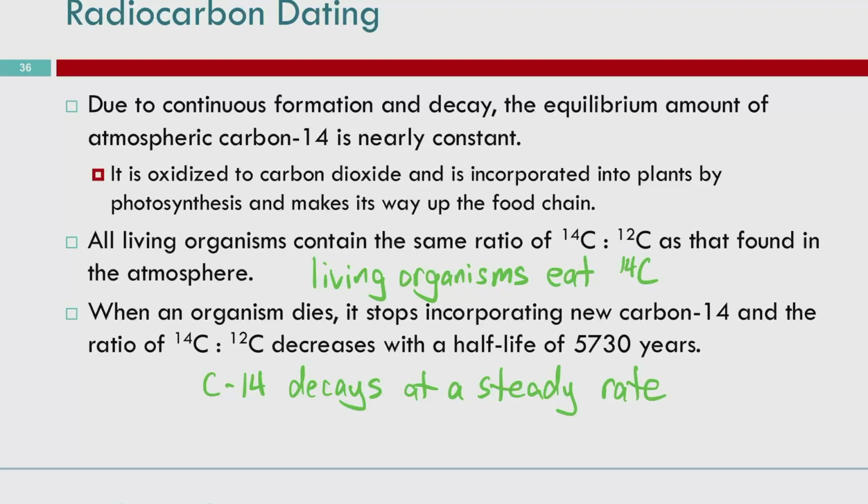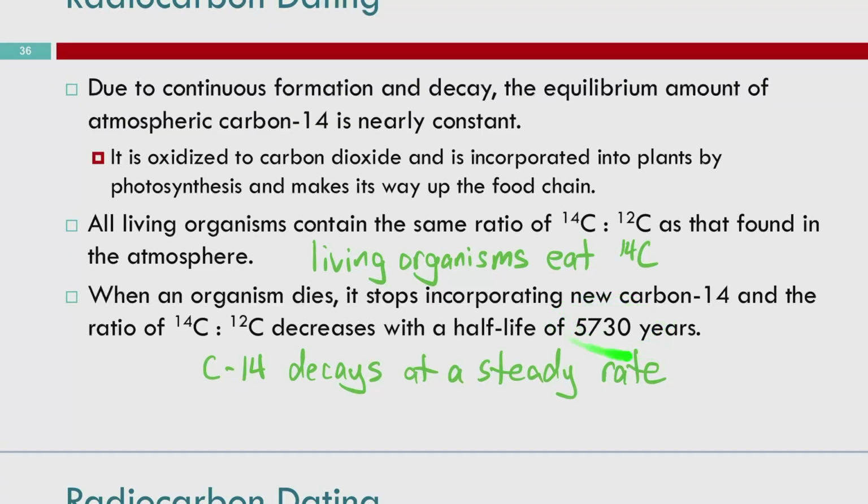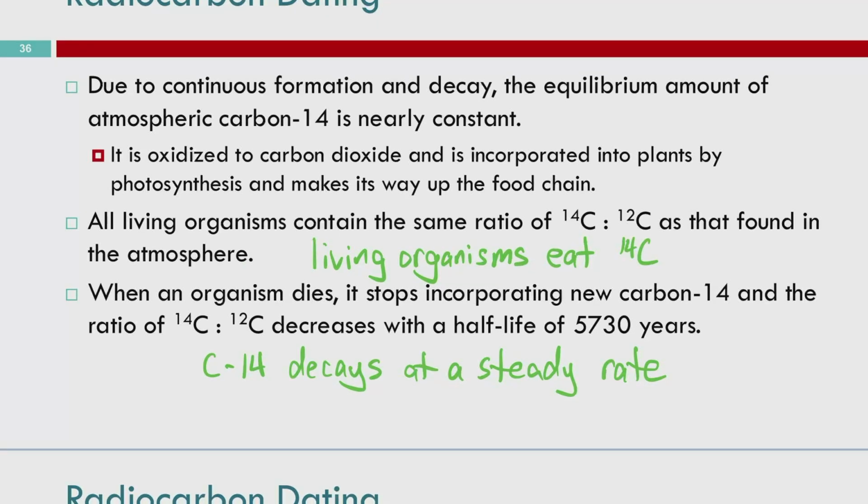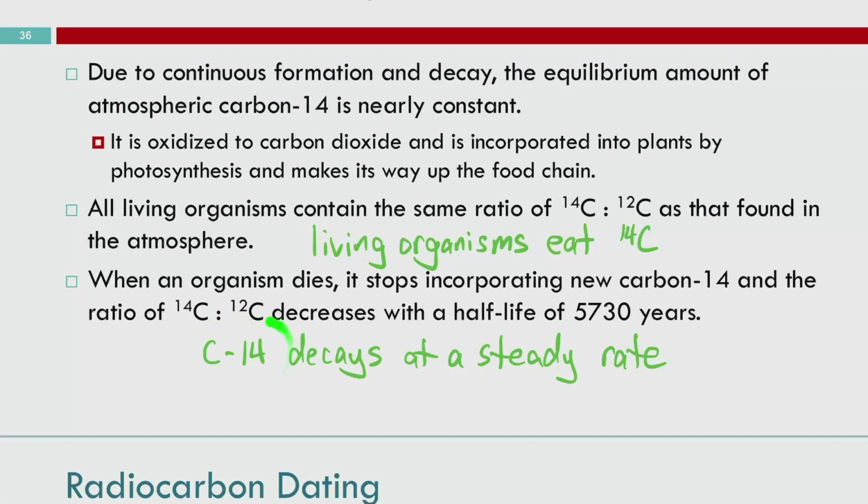So once you die, you're not consuming any more carbon-14, and so the amount that you had in you, or the amount that a plant had in it, right, decays over time. And because of its natural decay process, its half-life of 5,730 years, we can predict back the amount of time based on the amount of carbon-14.